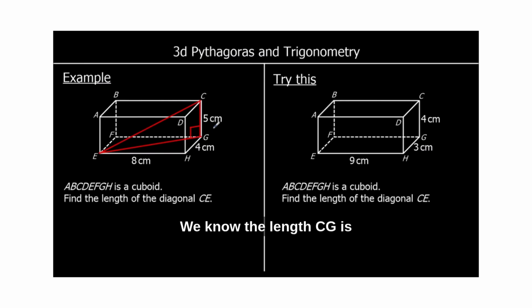We know the length CG is 5 centimeters. We've been given that, but we haven't been given EG. But EG is in another right-angled triangle. So EHG forms another right-angled triangle. So we have 8 centimeters for EH and 4 centimeters for GH. So we can find EG using Pythagoras.